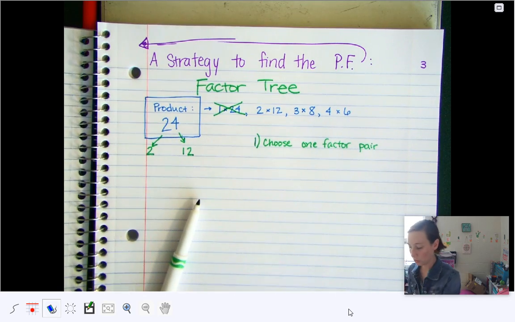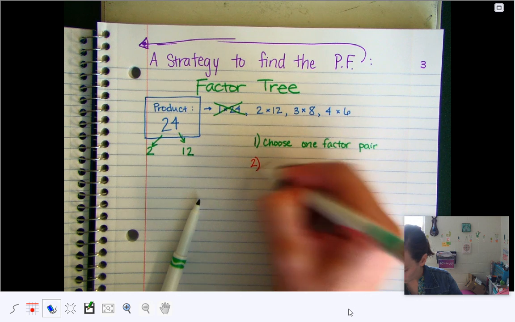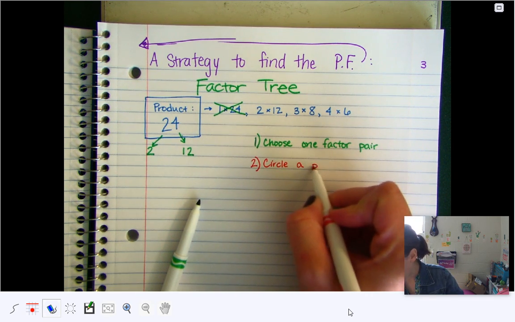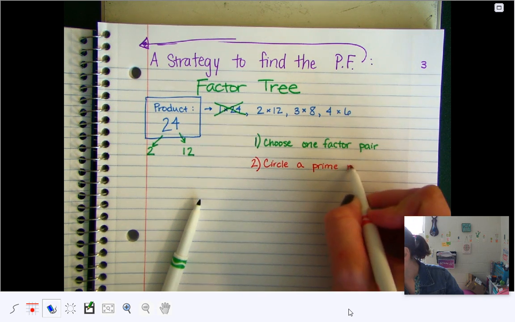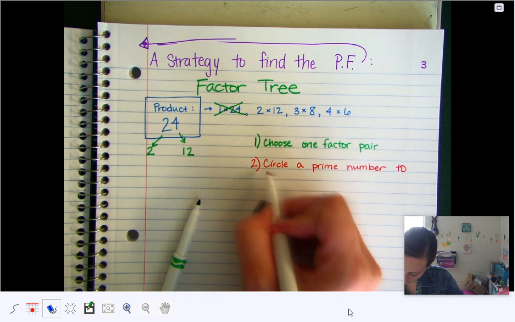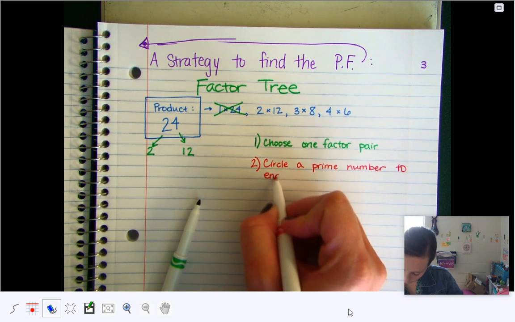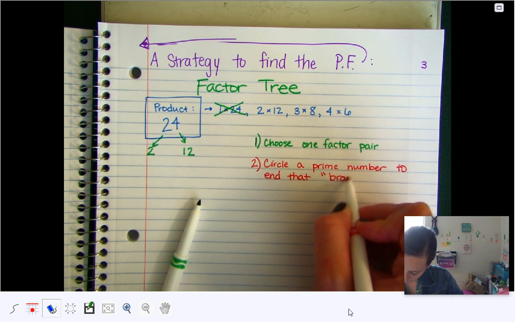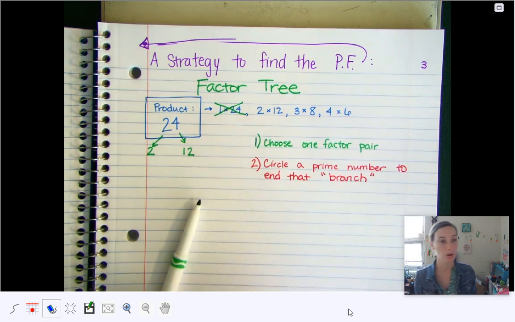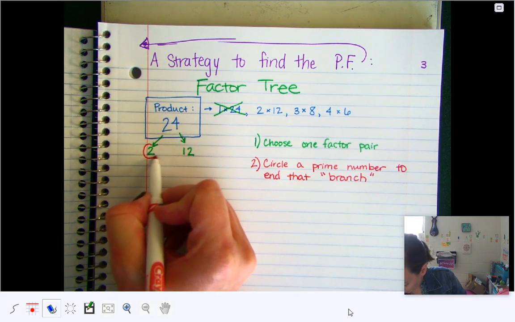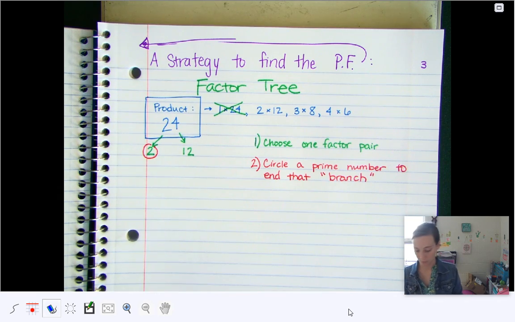Step 2 is to circle a prime number when it comes up to end that branch, because it's a factor tree. So good news, one of these numbers, 2 or 12, is a prime number, and it is 2. So I'm going to circle 2, and now I'm done with that branch.